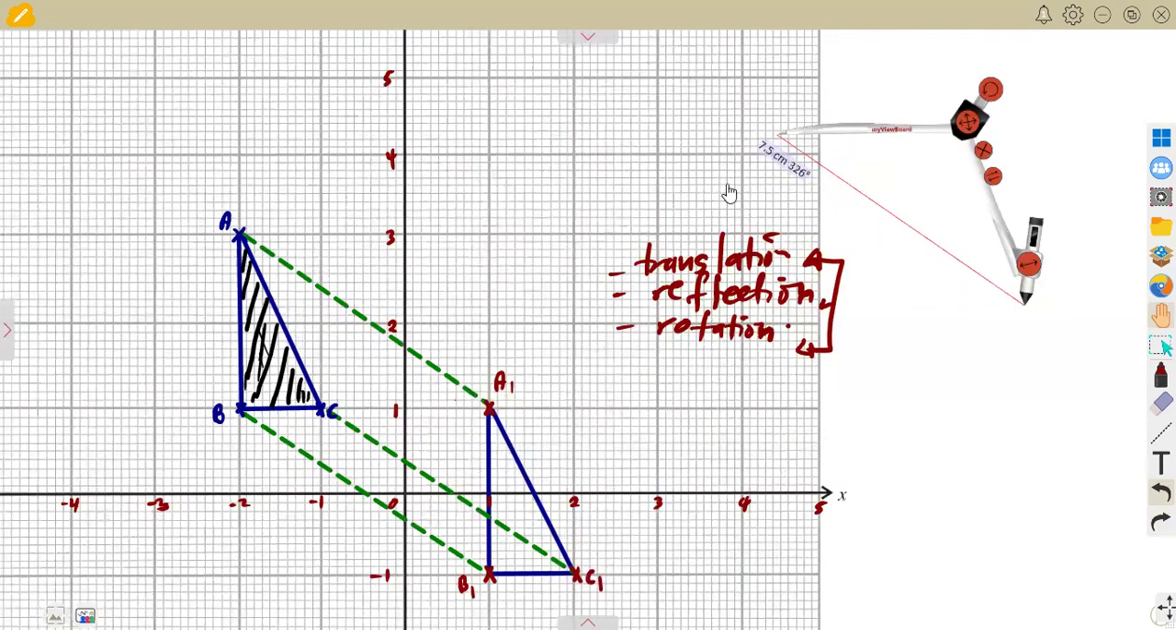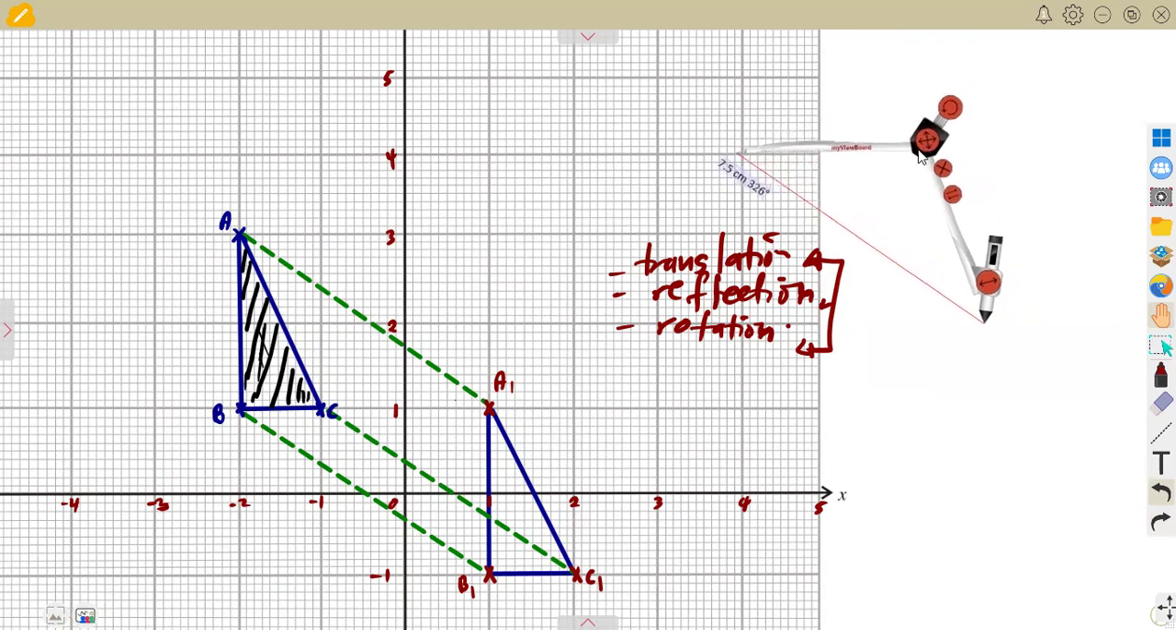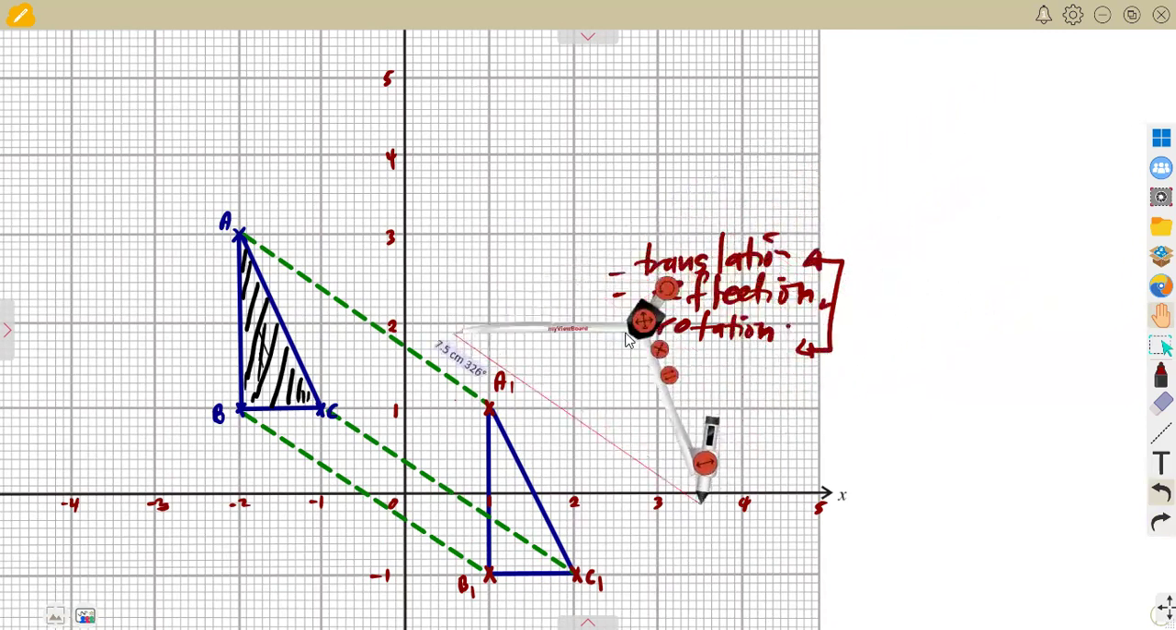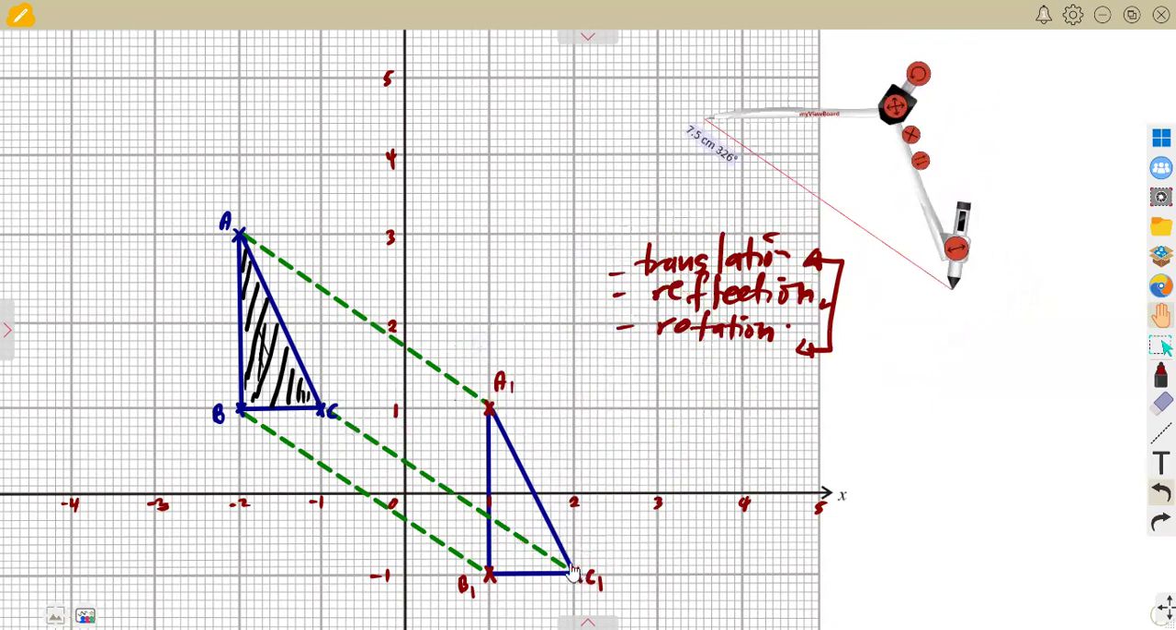So for you to know that these are of equal length, you move this compass to the point B to B1 without changing that distance. You're just moving it and seeing if it maintains. Place it at B to B1. Are you seeing it is exactly the same length? You move it to C to C1, and you place it like that. Are you seeing it's the same length? So this shows us these parallel lines are of equal length.